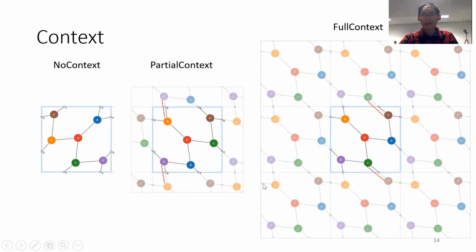For full context, we show repetition of the network in a 3x3 tile display. For example, C and F are friends if we can find a link between them. And then similarly, B and E are friends, and A and E are friends.